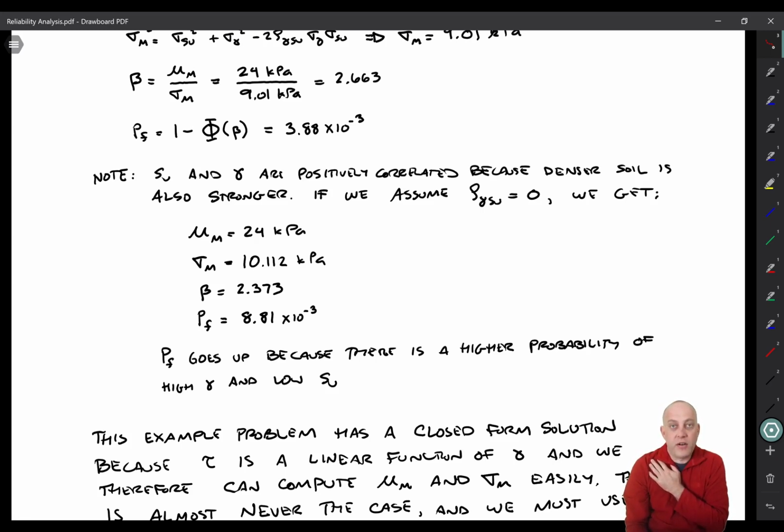If you're designing an earth dam that, if it fails, would flood and kill a lot of people, you better design for a low probability of failure. If you're designing the foundation for a shed and failure doesn't really matter very much, you might be willing to accept a little more risk and go with the higher probability of failure. Your design can be cheaper that way. So that's where engineering judgment comes into play, maybe negotiations with clients and so forth.